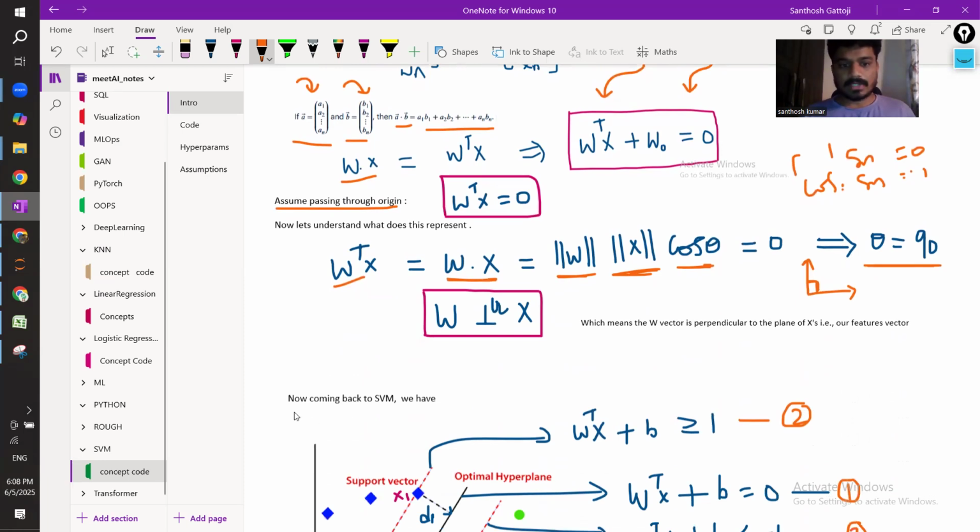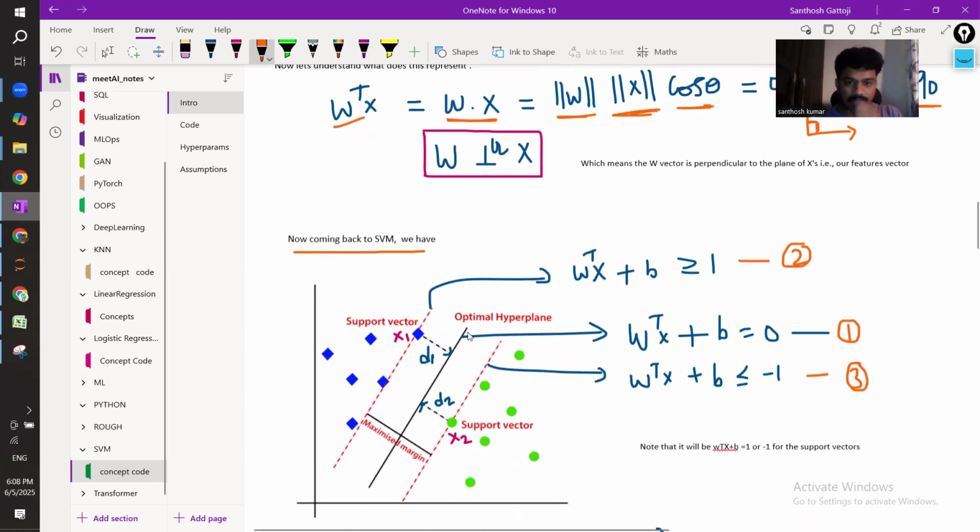Now coming back to SVM, we need to find out this distance, this plane. So if you consider this one support vector, this is another support vector. This is some distance d1. This is my distance d2.